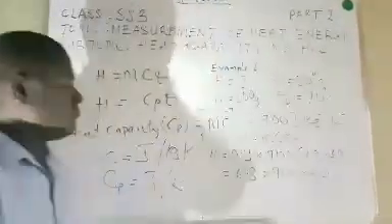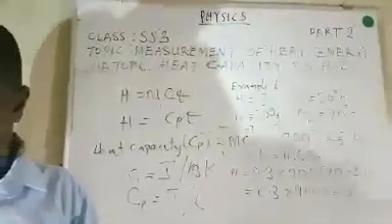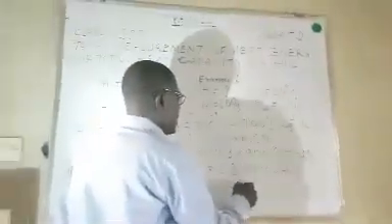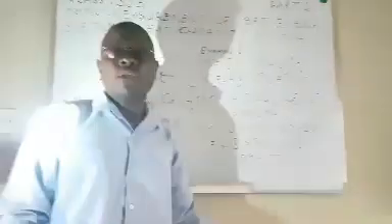Press your calculator, you multiply the numbers. By doing that, our answer will be 10,800 joule. That is, 10,800 joule of heat energy is supplied to the aluminium cube.